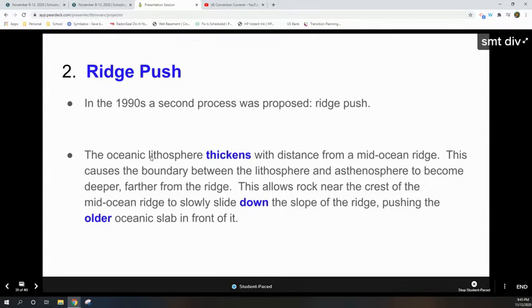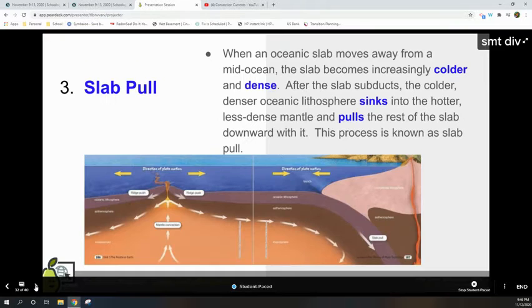The idea is that the oceanic lithosphere thickens with distance from the mid-ocean ridge, which means it gets thicker closer to the trench and thinner at the ridge. This causes the boundary between the lithosphere and the asthenosphere to become deeper, farther from the ridge. This allows rock near the crust of the mid-ocean ridge to slowly slide down the slope of the ridge, pushing the older oceanic slab in front of it. Along with it is something called slab pull. Now, right now, you're probably like, oh my gosh, this is a lot of information.